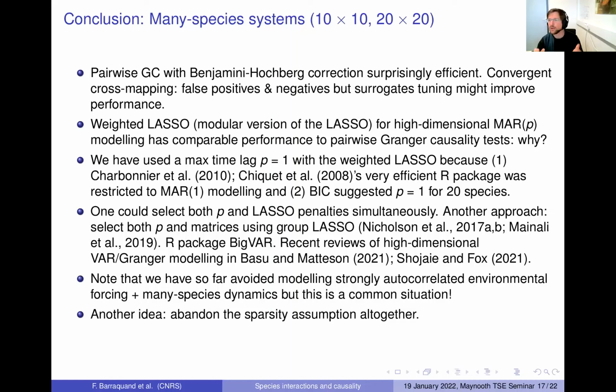So just to give a little bit of perspective after this conclusion on what you can do with these methods, we've functioned under the assumption that there's a sparsity in the interaction matrix, that either there's an interaction or there's not. One possible alternative is to abandon the sparsity assumption and think that it's all shades of gray. There's always an interaction between the species. It's just they're more or less strong.